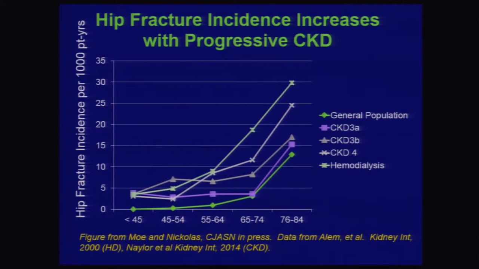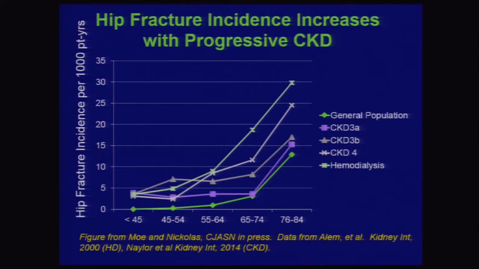And you can see here in green on the bottom is our reference general population, which comes from the Rochester, Minnesota databases. And these are patients that are healthy with healthy kidney function. And you can see that as renal function progressively worsens, the risk of fracture just keeps going up, and that's also occurring as they age, even at higher fracture rates.